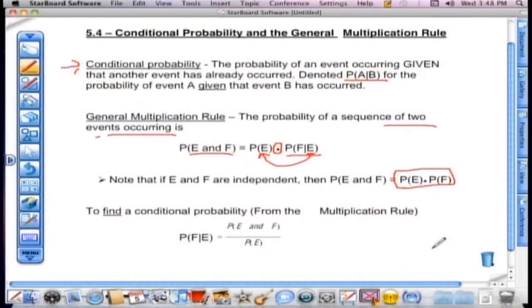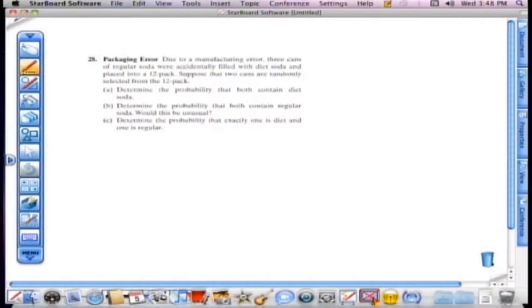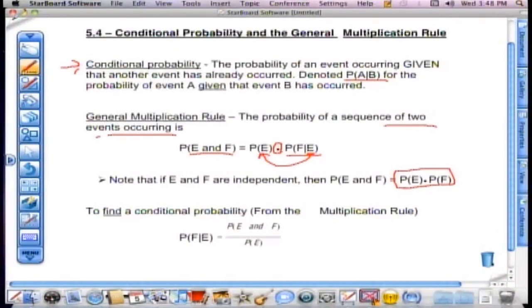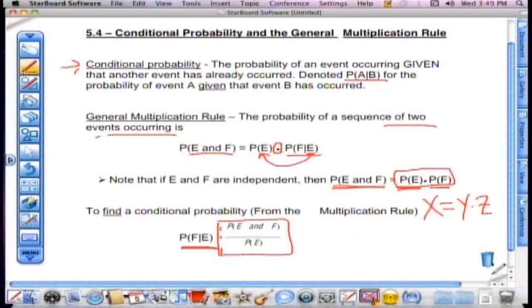So to find the conditional probability, again, these are just 3 numbers. Probability of E and F is a number, probability of E is a number, probability of F is a number. So it would be like X equals Y times Z. If you have any 2 of those numbers, you can find the third, right? So a lot of times you can find the conditional probability if you have the other 2 pieces. You just look at it as a ratio instead and solve for that value.